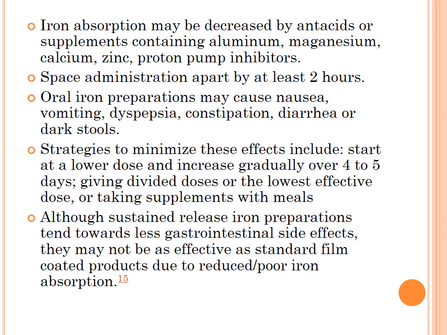Also, iron absorption may be decreased by antacids or supplements containing aluminium, magnesium, calcium, zinc, proton pump inhibitors. इनकी वजह से भी आयरन एब्जॉर्प्शन डिक्रीज होती है, जिसमें क्या है, एंटी एसिड से या प्रोटॉन पंप इनहिबिटर से, मैग्नीशियम, जिंक, अल्युमिनियम एटसेट्रा. Also, space administration by at least 2 hours.